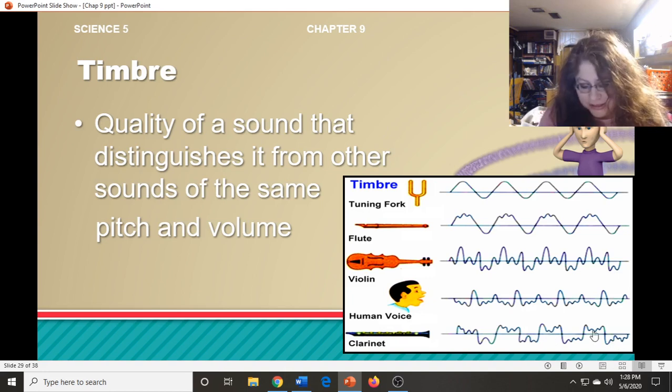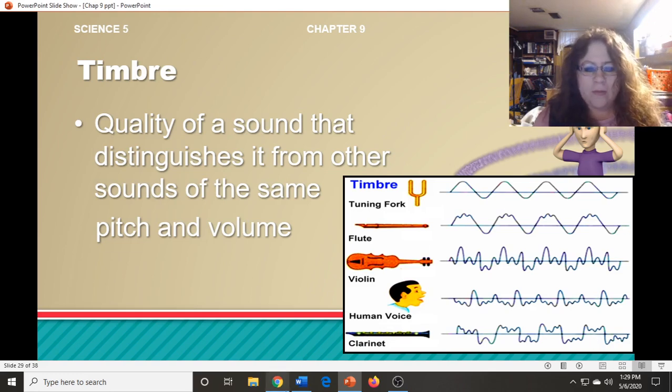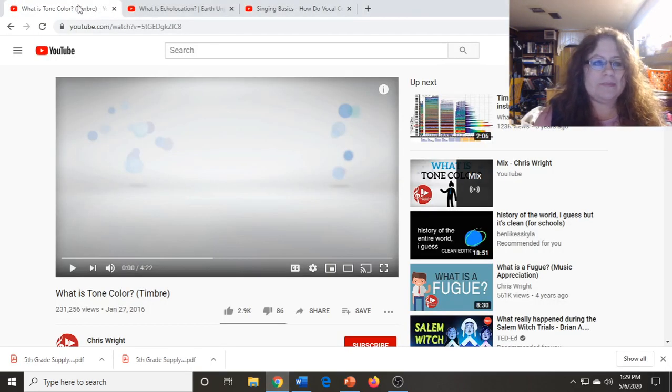Last paragraph on page 227. You recognize many sounds without thinking about it. You may be playing in a backyard with a group of friends when someone's mother calls from the house. You know immediately whether it is your mother or not. The timbre of her voice helps you to know. Now, we're going to view a video about timbre.